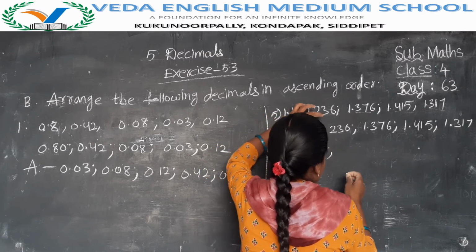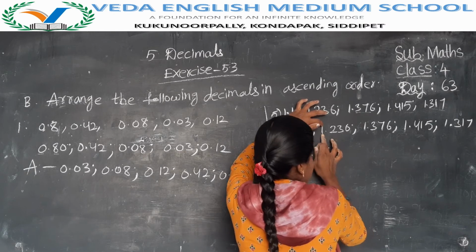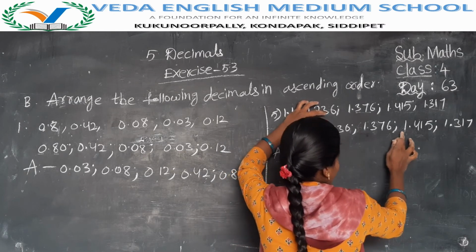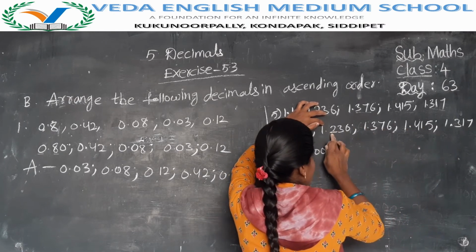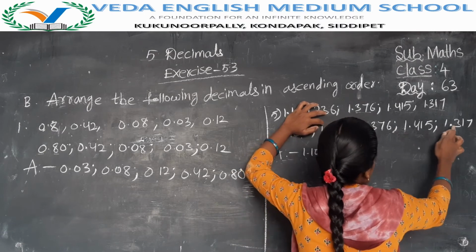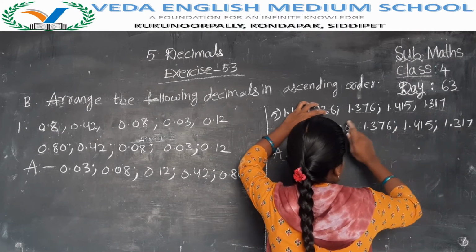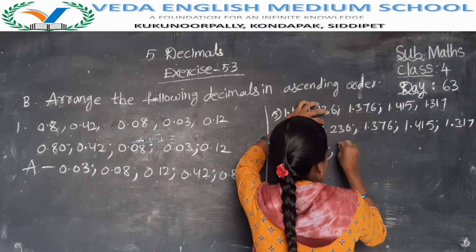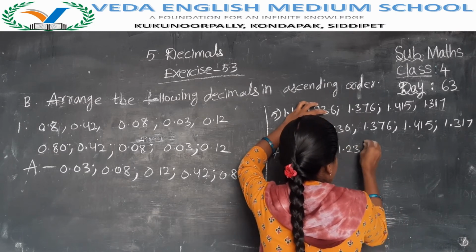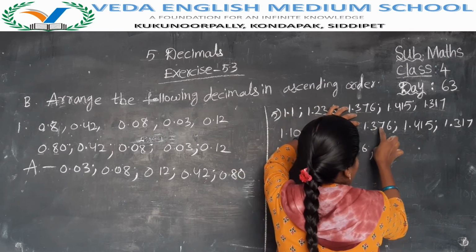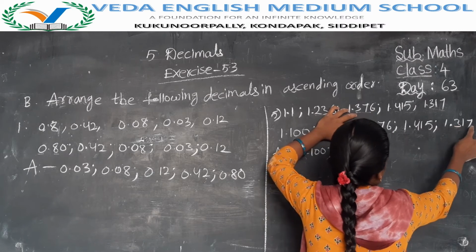1.100. It has completed. Next compare the first digit, which is the same in all: 1, 1, 1, 1. Then compare the second digit: 2, 3, 4, 3. Here which is the smaller one? 2 or 3? 2 is the smaller number. So 1.236.